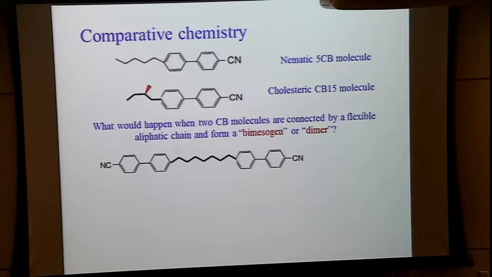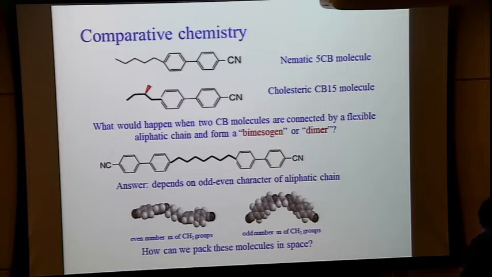So the question is, what would happen if I would just create a dimer out of these cyanobiphenyl molecules? The question might be kind of futile and not very inspiring, because the answer looks to be very simple. It depends on the number of the links in this bridge. If it's even, then the conformation will most probably be of the trans type. It means that the molecule will look like a rod. But if it's an odd number of links, then you would expect something that has a bent shape.